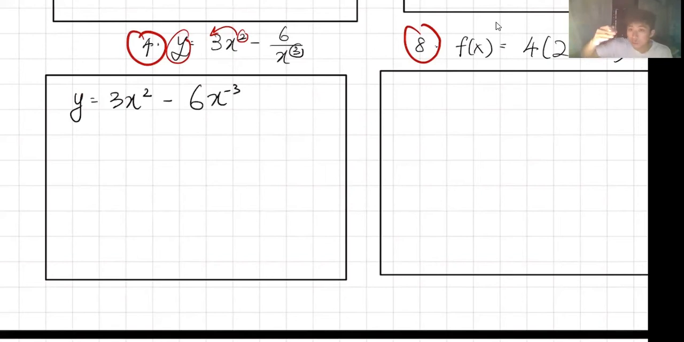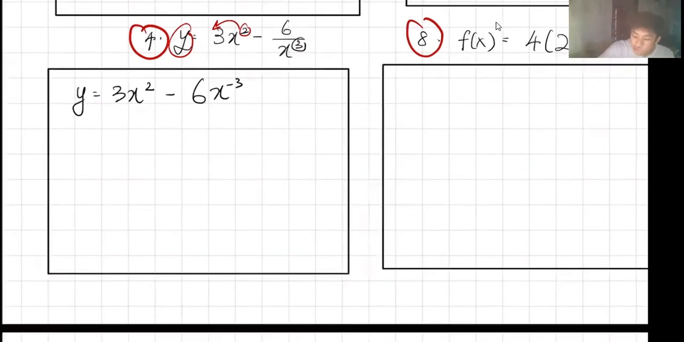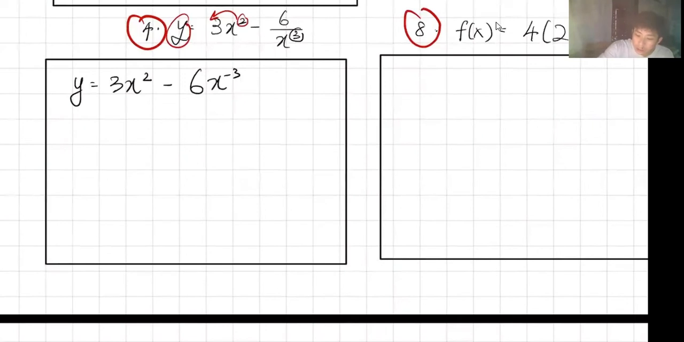Okay, because I'm shifting bottom to top, denominator to numerator. Similarly, if you want to change from numerator to denominator, also change the sign of it. That's it. Okay, simple. Now I can differentiate. Let me use blue because green is a bit awkward.